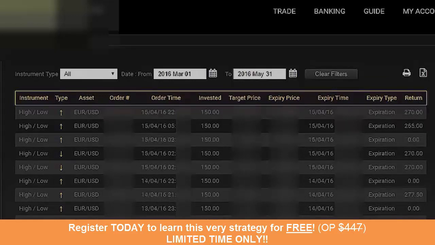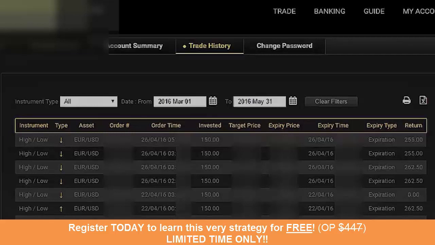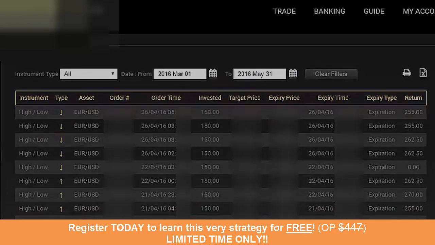I would like to point out one more thing here. He is not using martingale, as you can see. All his invested amounts are 150. So this is not martingale. You can rest assured. He sticks to a base amount which can be increased as your account balance grows. But please ensure you stick to a good money management system before increasing your trade size.